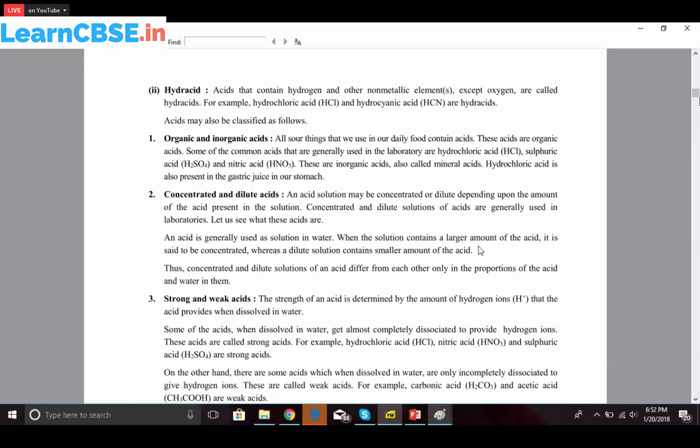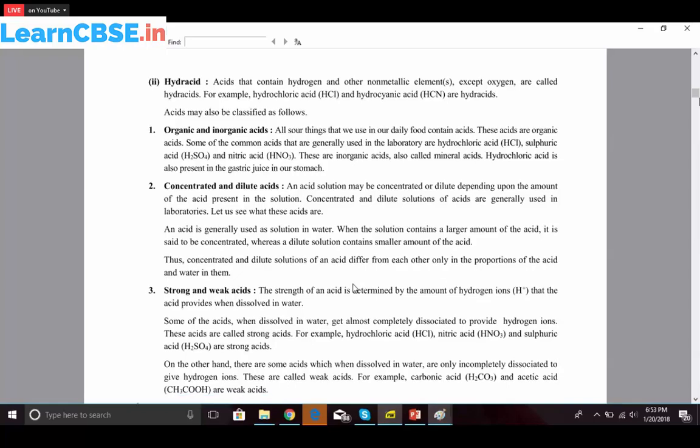When the solution contains a large amount of acid, we call it concentrated. When the solution contains a smaller amount of acid, and so a large amount of water, we call it a dilute solution. The concentrated and dilute solutions of an acid differ from each other only in the proportion of acid, that is, the ratio between the water and the acid. Next, strong and weak acids.